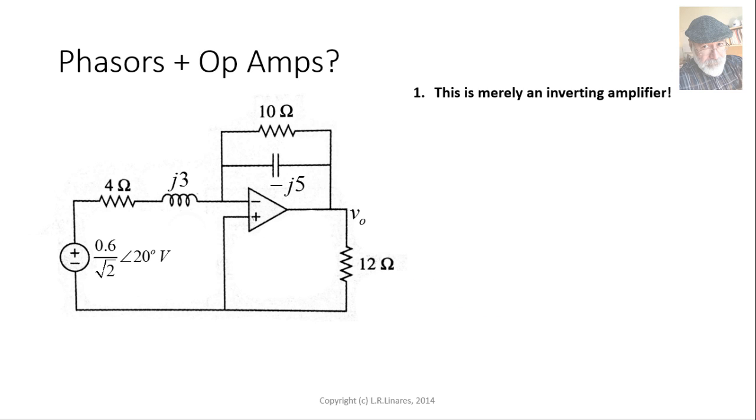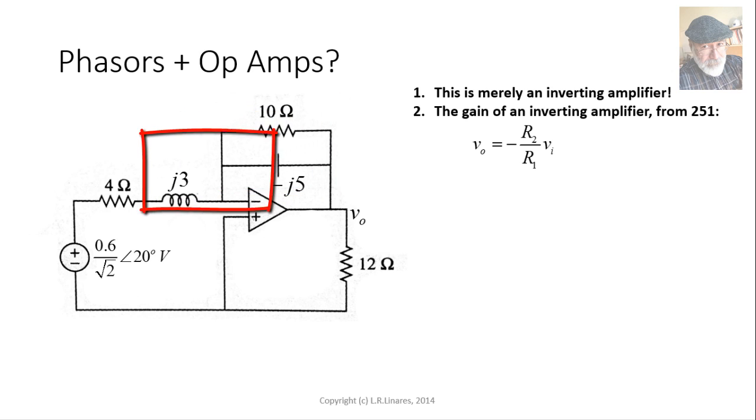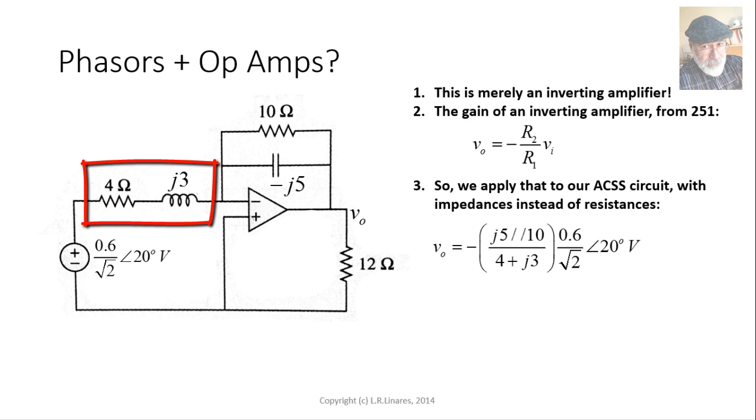Well, this is merely an inverting amplifier like the ones we saw in EEC 251, and we know what the gain of such an amplifier is. It is just negative R2 over R1. You say, wait a second, but in this case, it's not R2 and R1. We have an impedance in the place of R2, and we have another impedance, 4 plus j3, in the place of R1. Fine, we use impedances.